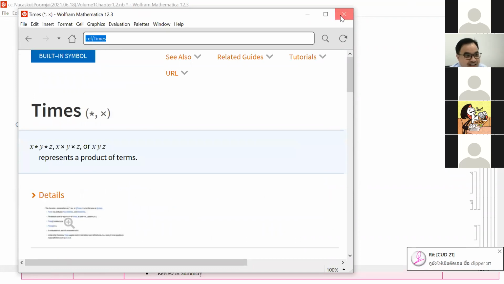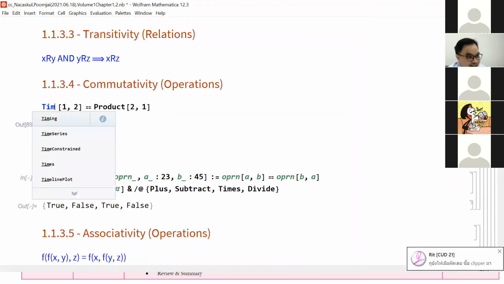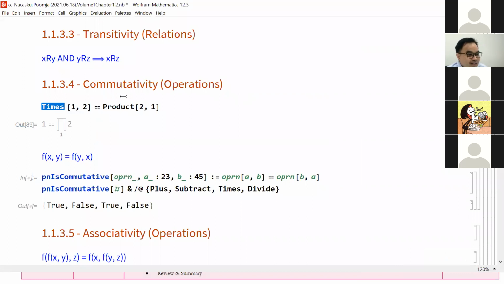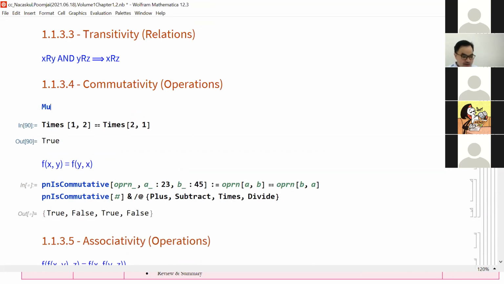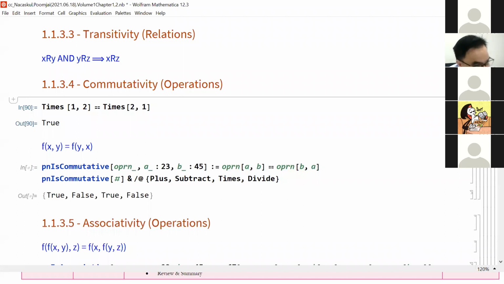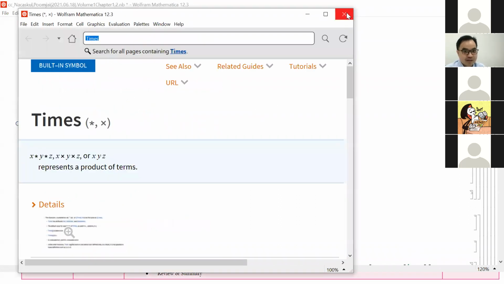Times. That's another English word. Times. 1 times 2 equal to 2 times 1. True. So that's a little bit confusing. Okay. Multiply in English, it's the same word as product. It's the same word as times. Right. So when in doubt, just put F1. If you click F1, it's going to give you an explanation.